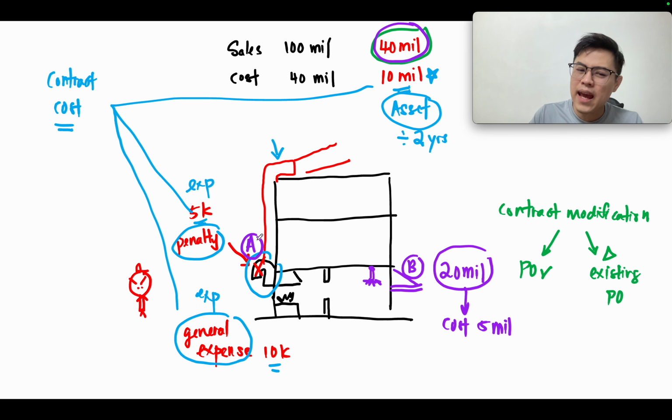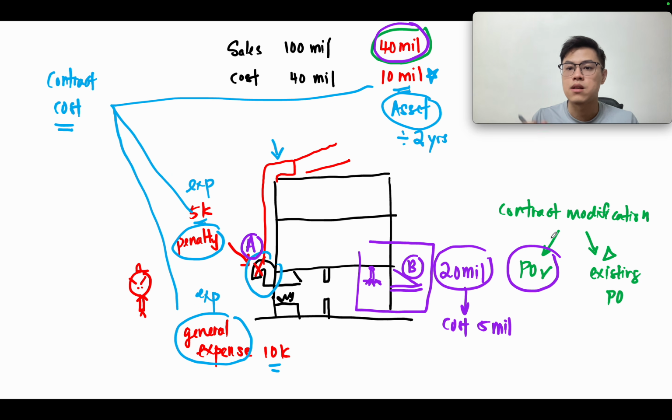So is A a modification to the existing contract, B a modification to the existing contract, or are both of them creating a new PO? I think it's quite obvious that this part is not central kitchen, whereby it will create a new promise, goods and services that is different from the existing contract. Therefore, this part will be a new PO.